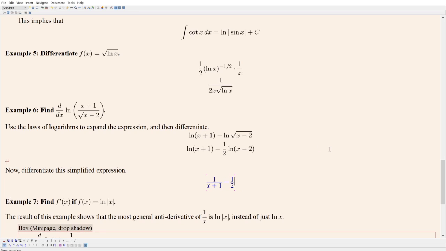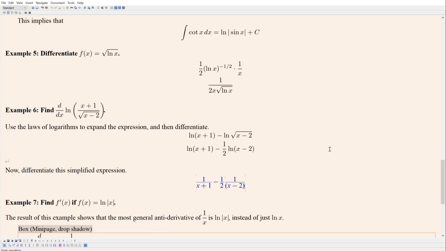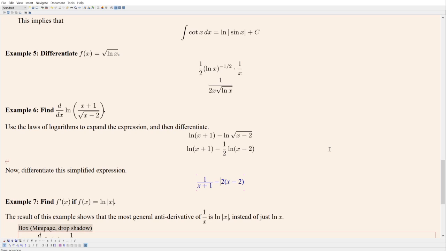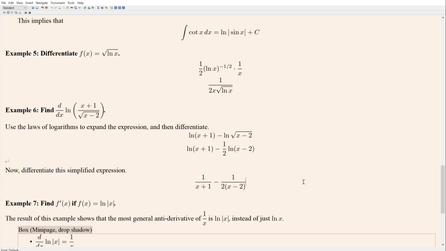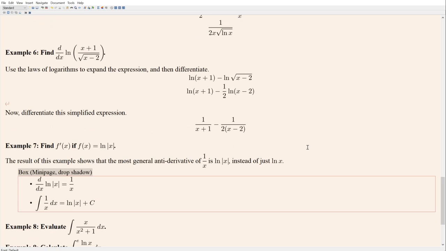The derivative of this is the derivative of x minus 2, which is 1, over x minus 2. And then let's just go ahead and combine with that 1/2 there. There. So that's it. That's all we can do.